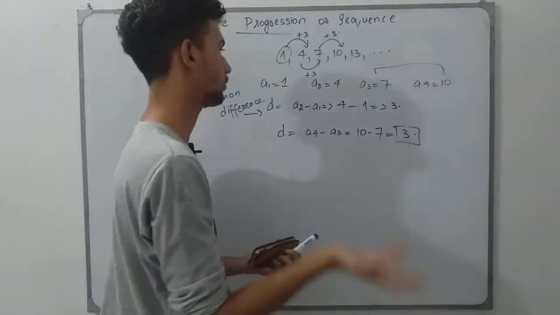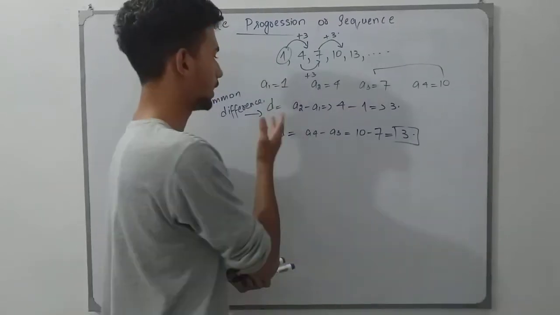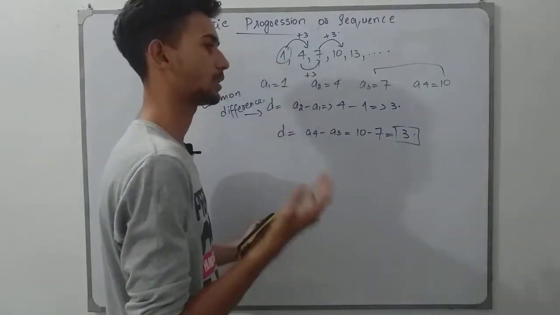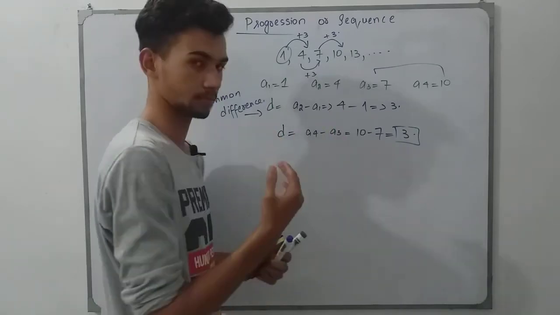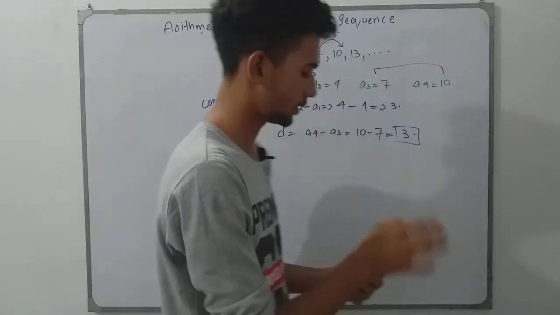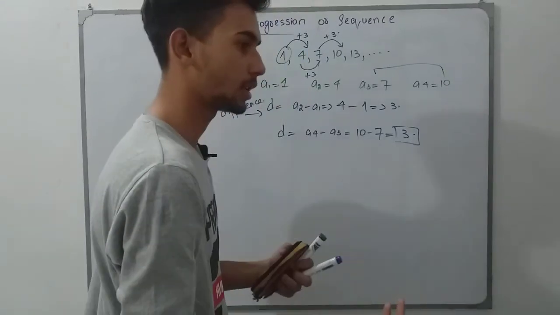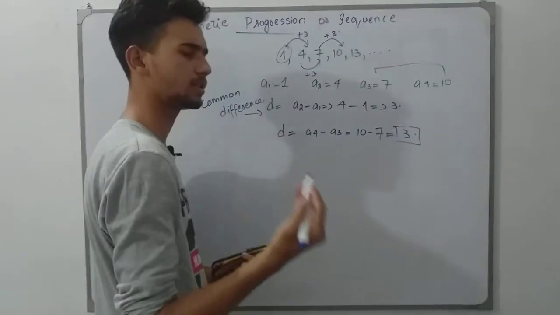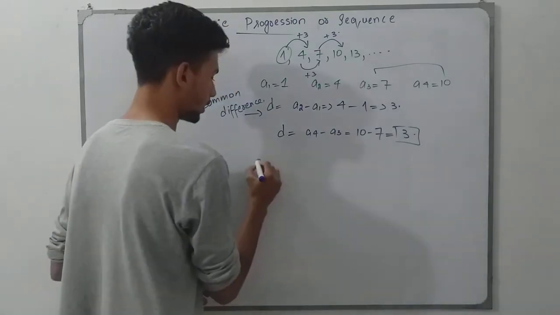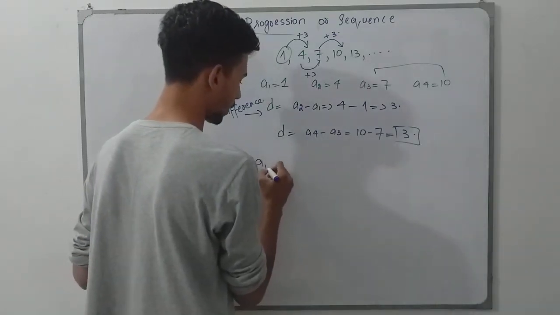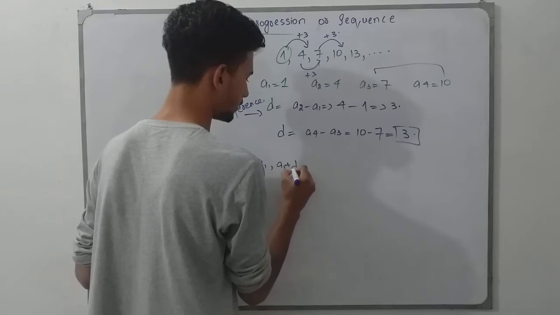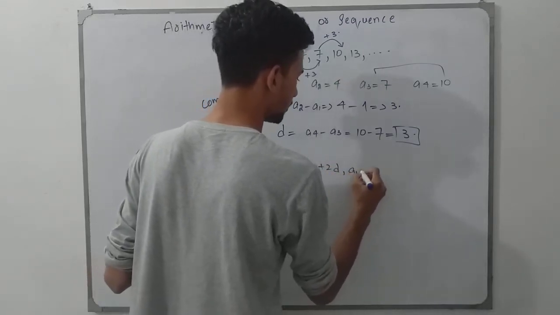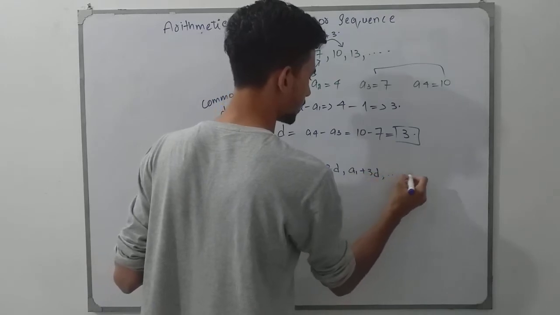And what is the method to find the common difference? It is represented by D, and I need to subtract the first term from the second term. Okay. Now I have a second method to write this sequence in another form, which can be said to be the general expression: A1, A1 plus D, A1 plus 2D, A1 plus 3D, and so on.